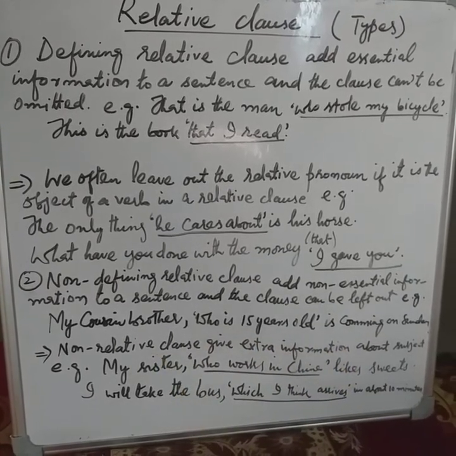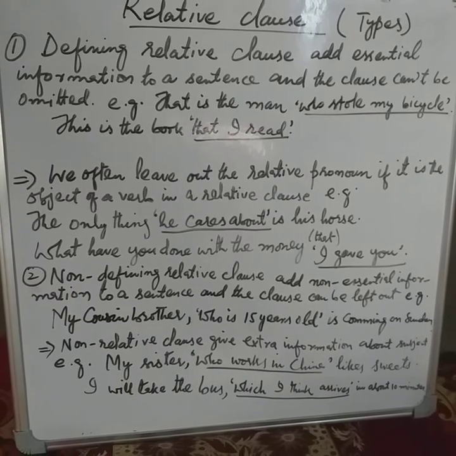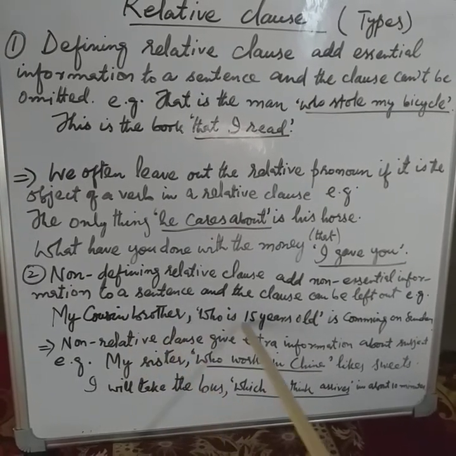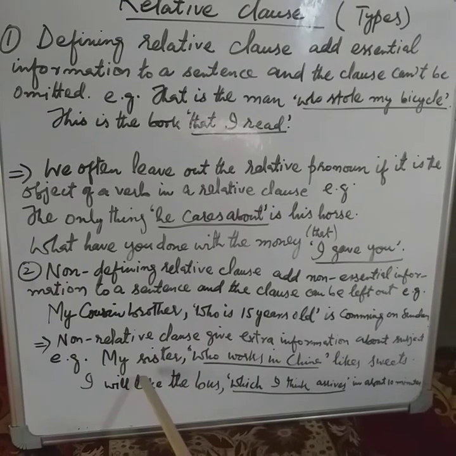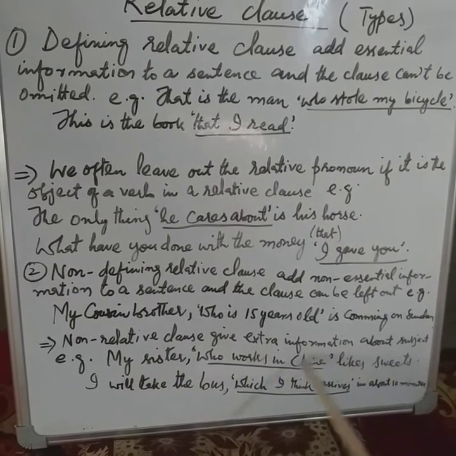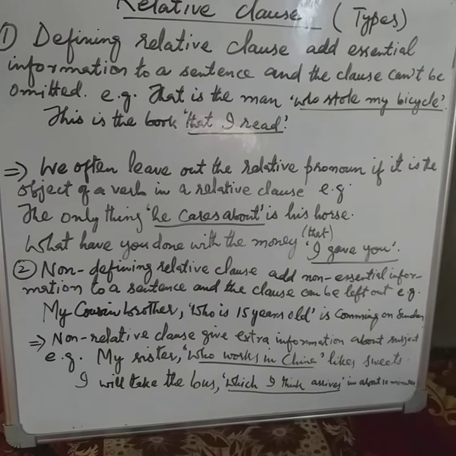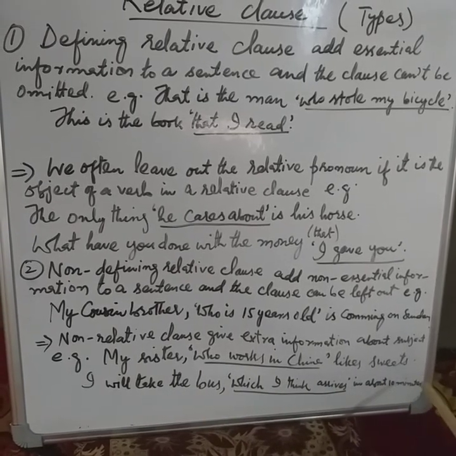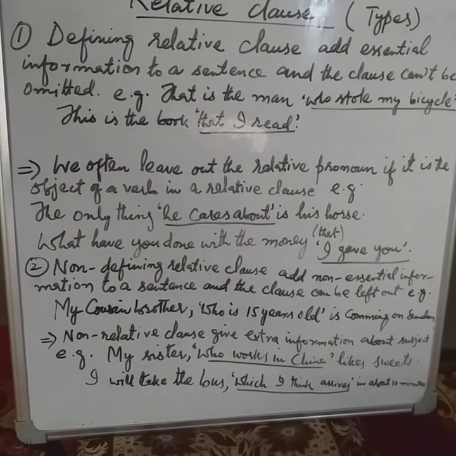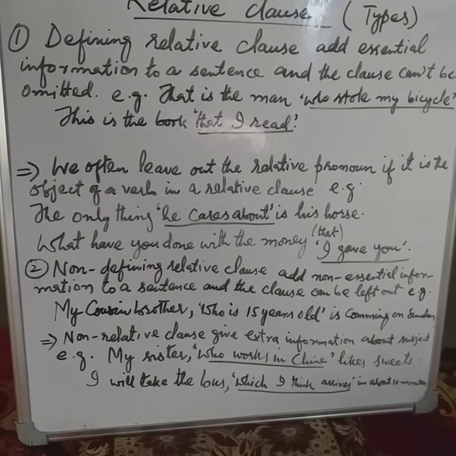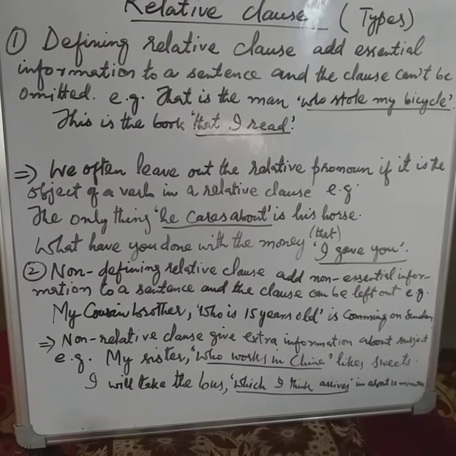Got it? But dear students, the non-defining relative clause gives us extra information about the subject in a sentence. For example, in the very first sentence, my cousin brother who is 15 years old, it gives extra information about the subject, my cousin brother. Similarly, in the second sentence, my sister who works in China likes sweets. Here who works in China is a relative clause. It gives us extra information about the subject, that's my sister. I will take the bus which I think arrives in about 10 minutes. Here this which I think gives extra information. Moreover, you will find that we use commas in the non-defining relative clause, while commas are not used in defining relative clauses.